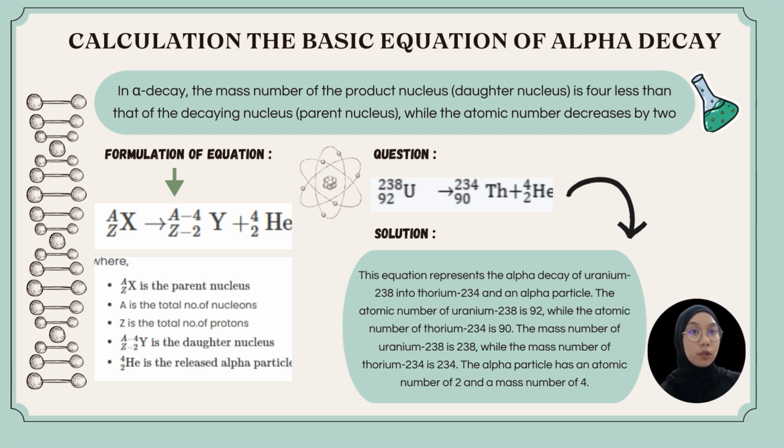Okay, here is an example question. The solution is: this equation represents the alpha decay of uranium-238 into thorium-234 and an alpha particle. The atomic number of uranium-238 is 92, while the atomic number of thorium-234 is 90. The mass number of uranium-238 is 238, while the mass number of thorium-234 is 234. The alpha particle has an atomic number of 2 and a mass number of 4.